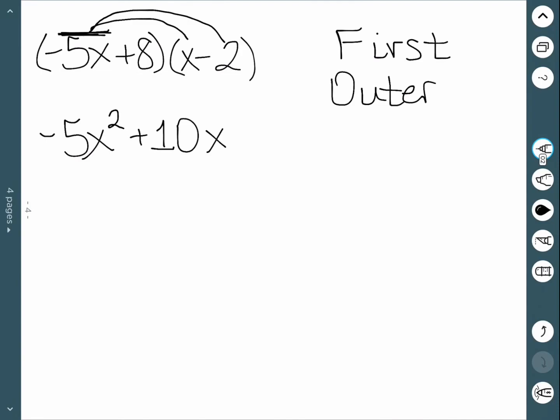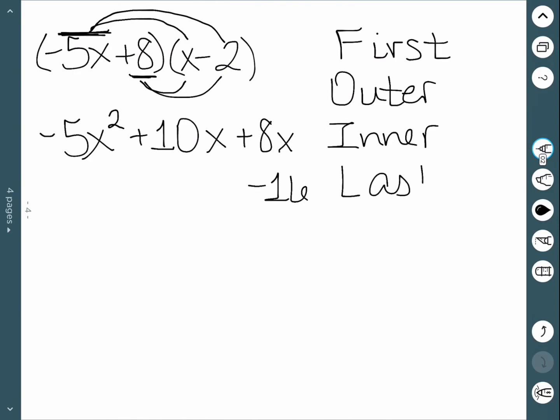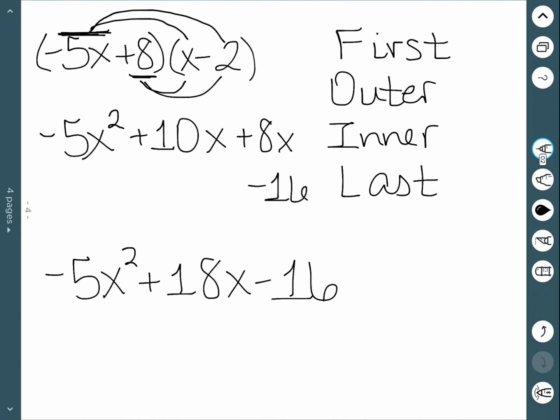I've now multiplied the first thing in the first parenthesis by everything in the second parenthesis, so let's go to the next thing, the 8. 8 times x is 8x. That's the I for inner. And then I have 8 times negative 2, which would be negative 16, which is the L for last. We can then see that we have a 10x and an 8x, which adds to give us 18x. And we have our answer. So essentially, this process is the exact same thing that we learn as FOIL.